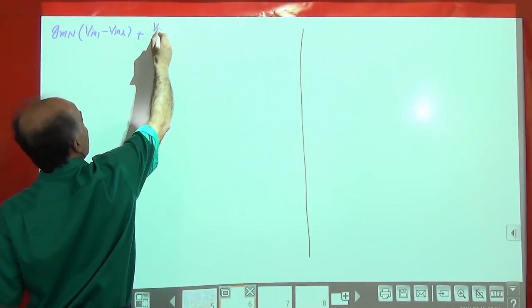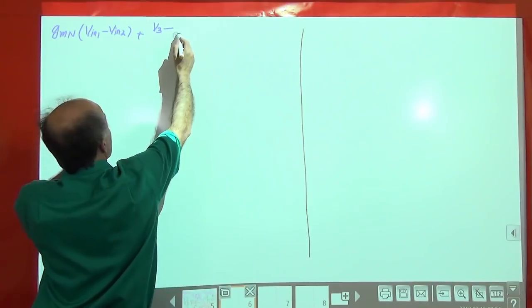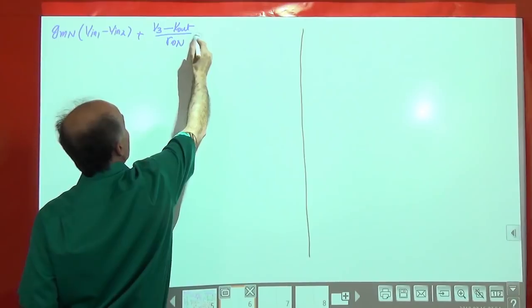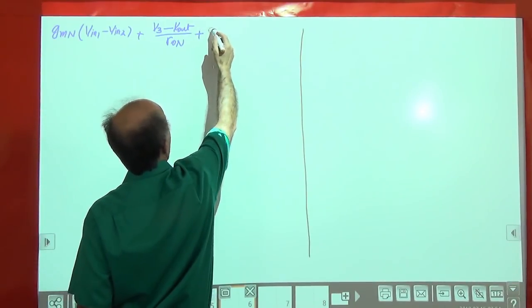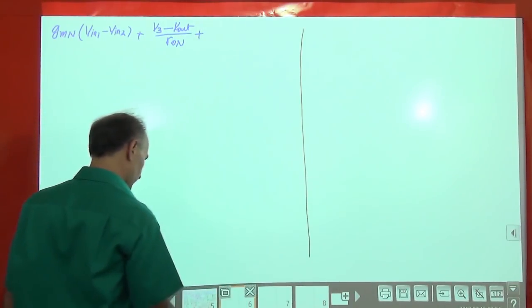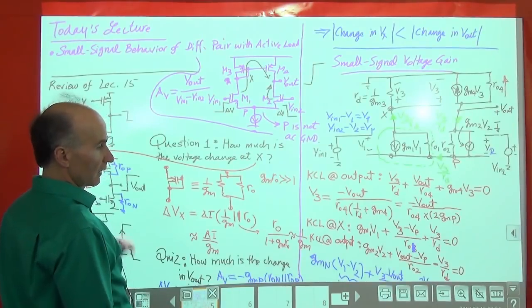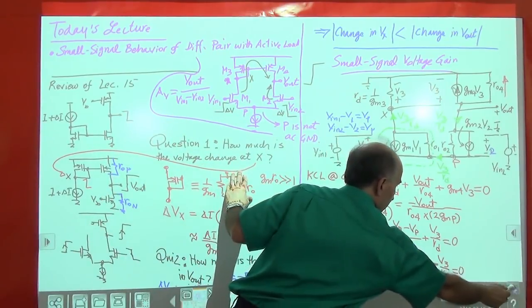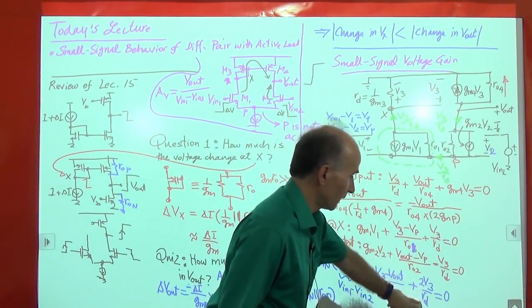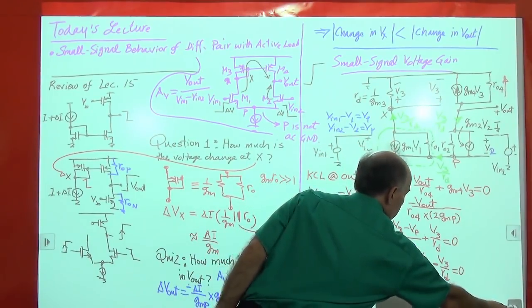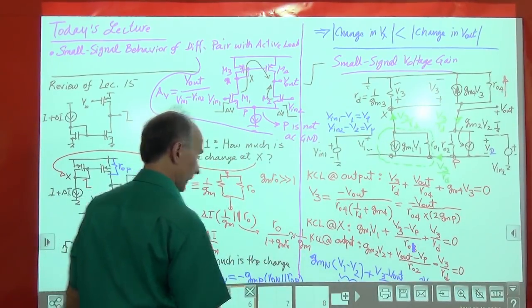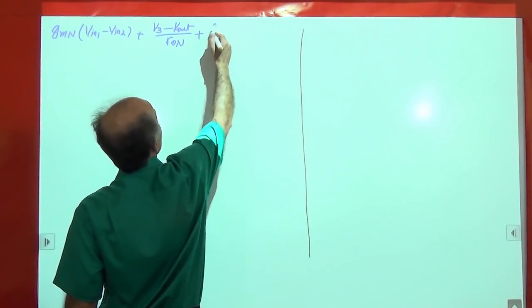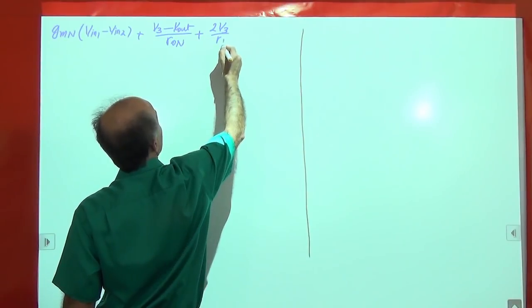plus V3 minus Vout divided by ron plus, we had one more, right? So let's go back here. So V3 minus Vout, and then over ron, and then 2V3 over RD. So we go back to 2V3 over RD equals 0.